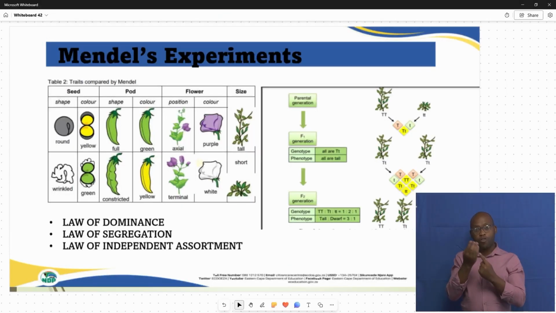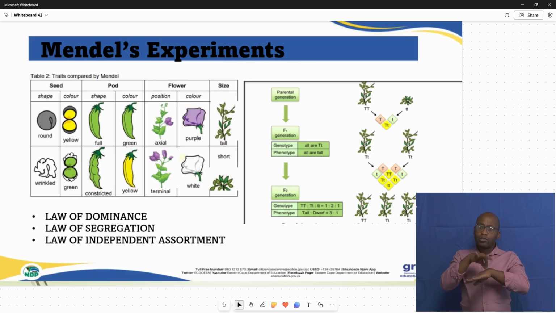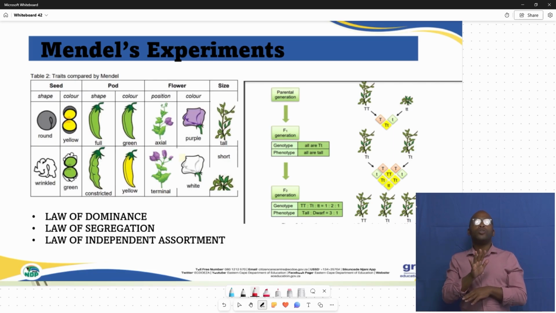Now, when Mendel was trying to explain how characteristics are inherited, he was looking at pea plants. Some of the characteristics that he looked at in pea plants were the seed shape and color. He was also looking at the pod shape and color. He was also looking at the inheritance of flower position and color. And he was also looking at the inheritance of size of the plants. And from his experiments, he came up with three laws: the law of dominance, the law of segregation, and the law of independent assortment.